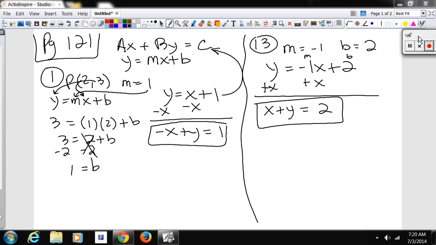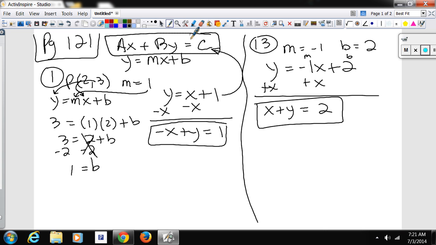All right, this is for Algebra 2, Semester 1. On page 121, this is number 1 right here. It's asking you to put an equation in standard form. Standard form is listed up here. This is called slope-intercept form.